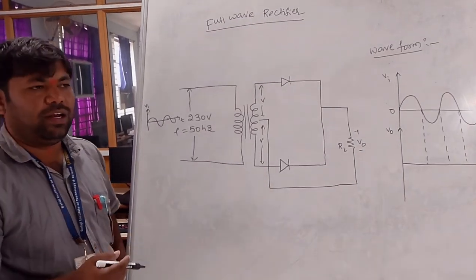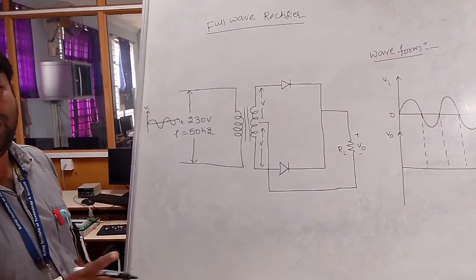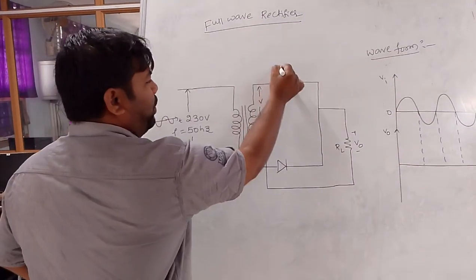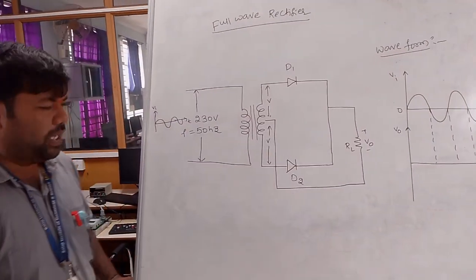In the half wave rectifier, we are using only one diode. In the full wave rectifier, we use two diodes, that is diode D1 and diode D2.